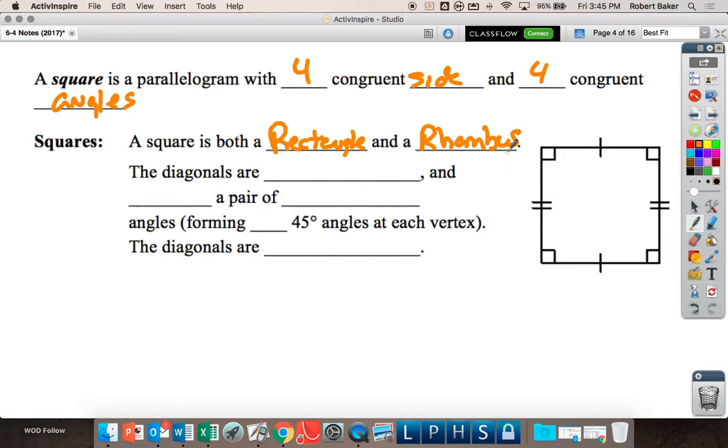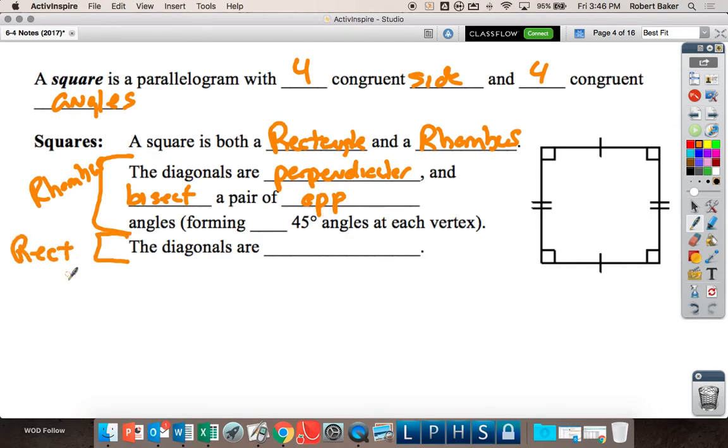So these are the rhombus properties. Diagonals are perpendicular and bisect a pair of opposite angles. This is a rectangle property. Diagonals are congruent. So a square is just a combination of rectangle and rhombus.